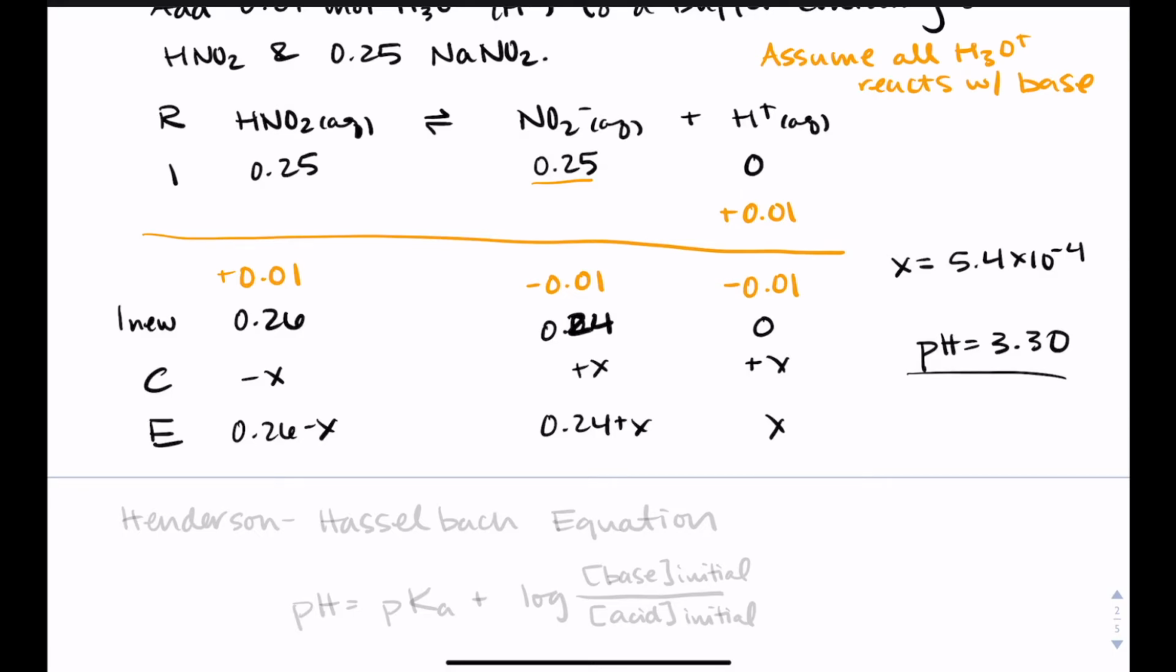So my starting conditions are that I have 0.26 of the acid and 0.24 of the base, and 0 of the H plus, because the acid that I added was used up by reacting with the base. And then I could go to equilibrium from here. And you can try this out. You should get the same answer with a pH of 3.3.